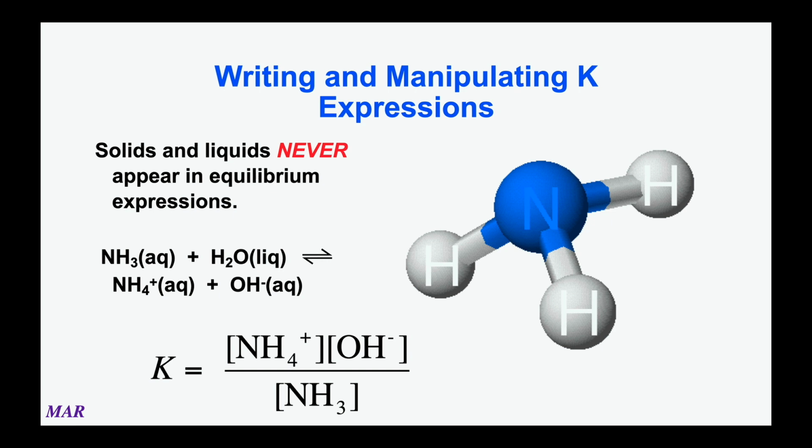This one's going to be more like a lot of the examples we're going to see where water, a liquid, is excluded. And again, remember, solids and liquids never go in the equilibrium constants. So this reaction is ammonia, NH3, reacting with water. It makes ammonium, NH4+, plus hydroxide. Water is a liquid at room temperature, so it's usually not included in equilibrium constants. Products over reactants, K would be ammonium times hydroxide divided by ammonia. But again, no water, solids and liquids always excluded from K expressions.